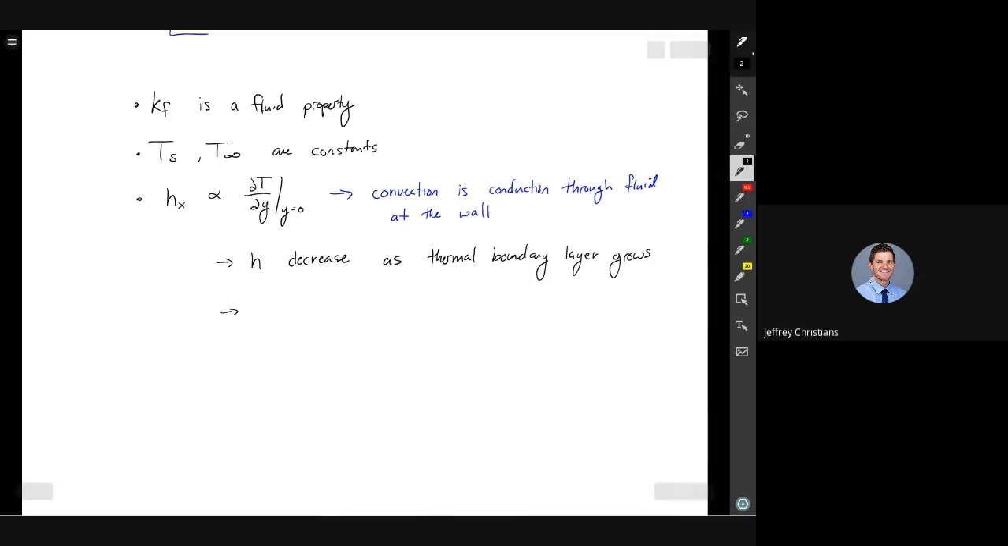The second thing, which is similar but kind of interesting to note, is H decreases along the plate or along the X direction. For that same reason, the boundary layer is going to grow along the X direction, so the H value is going to be decreasing.